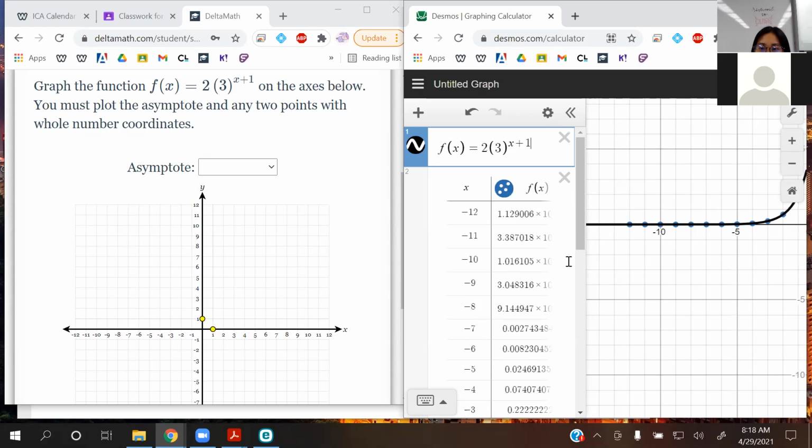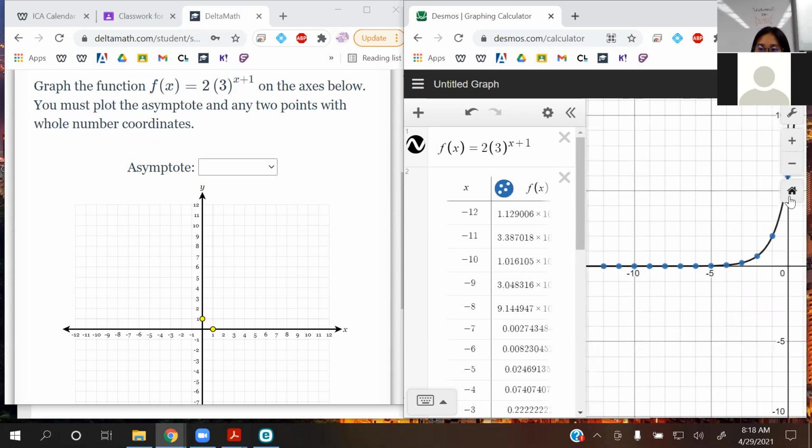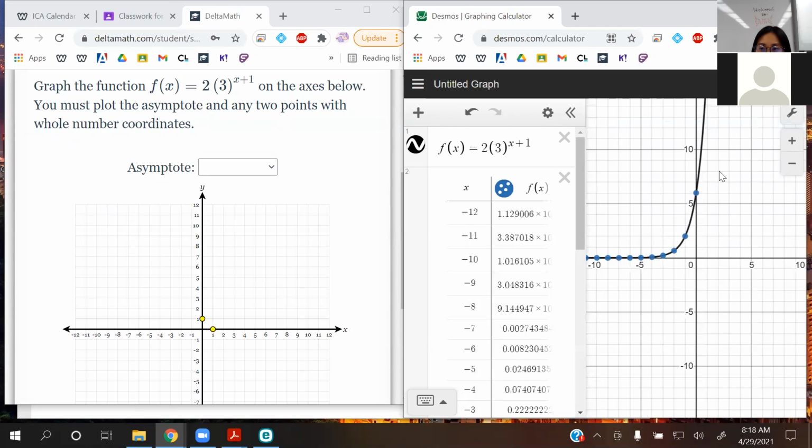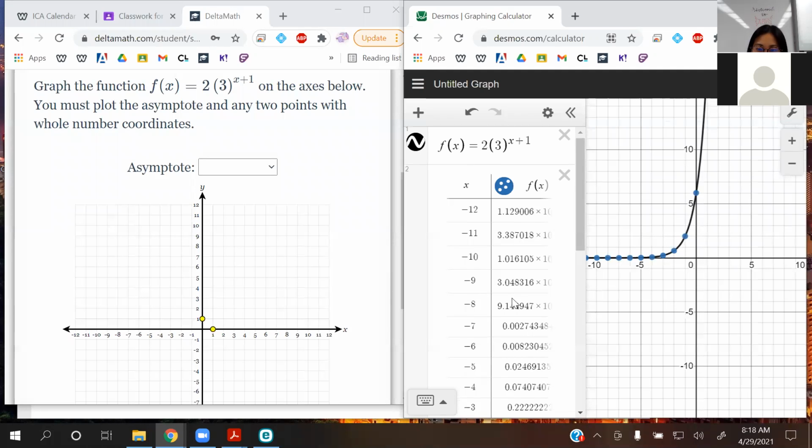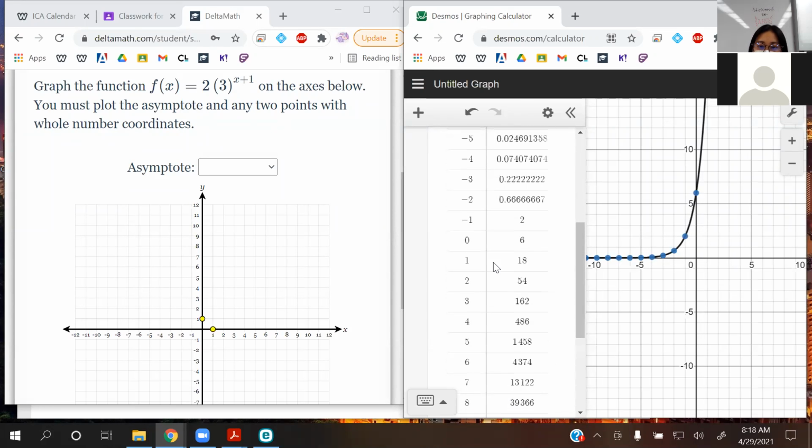So I have that, and then here's our graph. Let me show the whole thing. Okay, let's look for some whole number points. Negative 1, 2, okay. 0, 6. Okay, and so plotting those 2 points was the easy part. Now we need to find out where our asymptote is, which is the harder part.